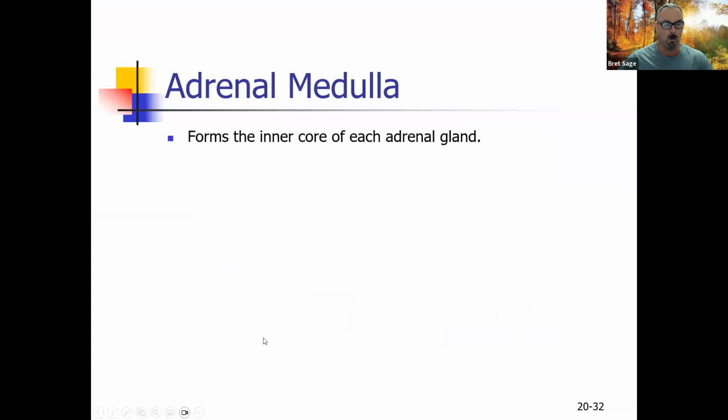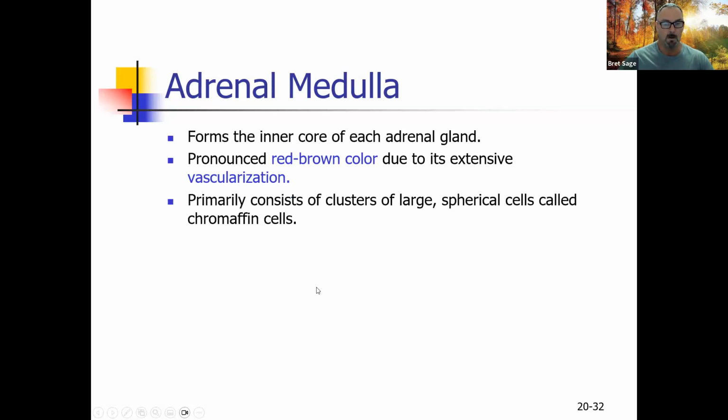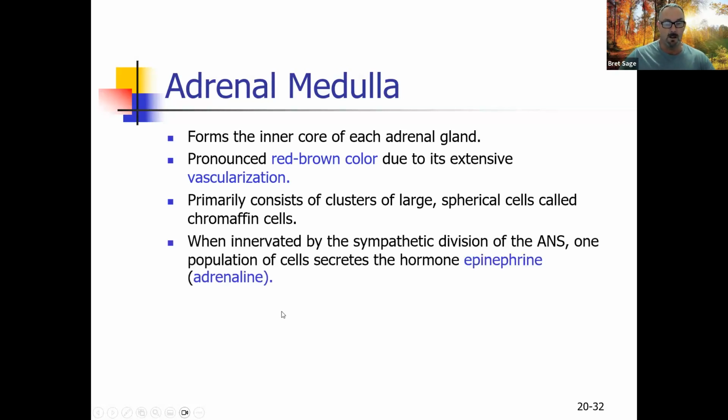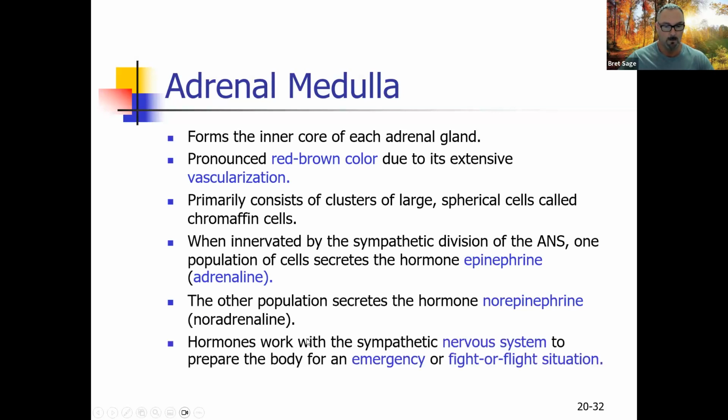Adrenal medulla forms the inner core of each adrenal gland. Pronounced red-brown coloration due to extensive vascularization, blood vessels. Primarily consists of clusters of large spherical cells called chromaffin cells. When innervated by the sympathetic division of the autonomic nervous system, one population of cells secretes the hormone epinephrine, or adrenaline. What this does is it makes you ready to fight or flee. The other population secretes the hormone norepinephrine, or noradrenaline, which has other effects. Hormones work with the sympathetic nervous system to prepare the body for an emergency or fight or flight situation.